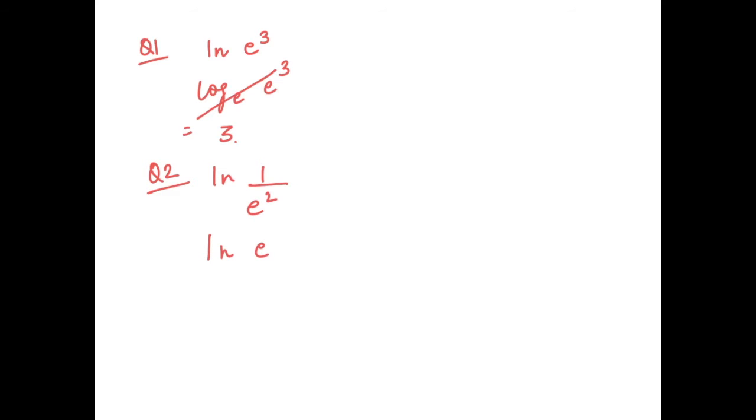Question number 1 says ln e cubed, which is log base e of e cubed. So it will be cancelled and the answer would be 3. So ln e cubed is 3. That's our first rule. Now question number 2, ln 1 over e squared. So we can write it as e to the power minus 2, so our answer would be minus 2. One more example, ln cube root of e. So we can say ln e to the power 1 by 3, so the answer would be 1 by 3.